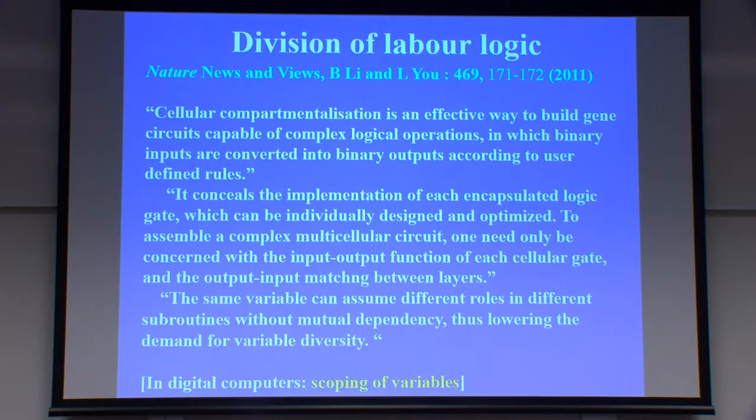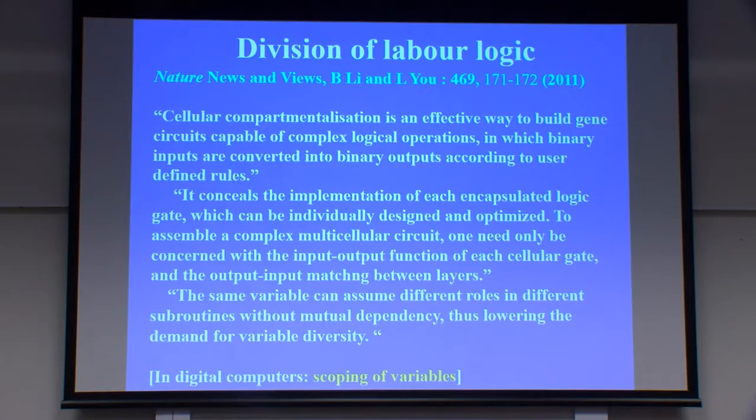So this is another description: cellular compartmentalization is an effective way to build gene circuits capable of handling logical operations in which binary inputs are converted into binary outputs according to user-defined rules. It conceals the implementation of each encapsulated logic gate, which can be individually designed and optimized. To assemble a complex multicellular circuit, one need only be concerned with the input-output function of each cellular gate and the output-input matching between layers. The same variable can assume different roles in different subroutines without mutual dependency, thus lowering the demand for variable diversity.